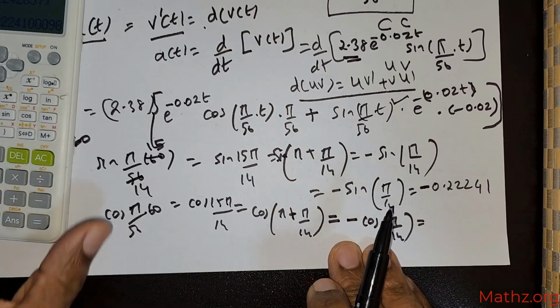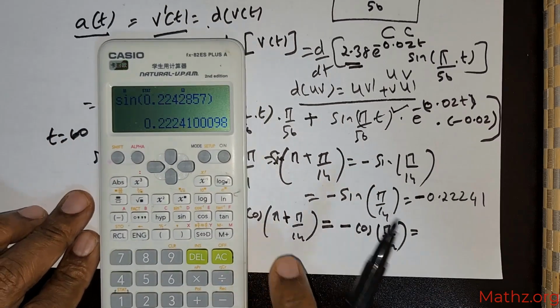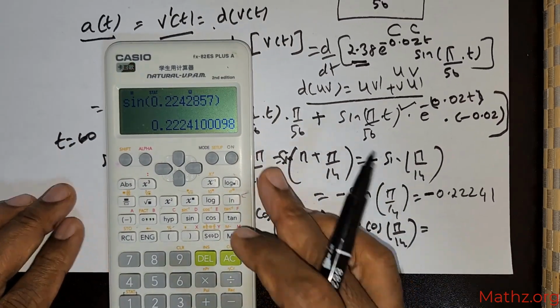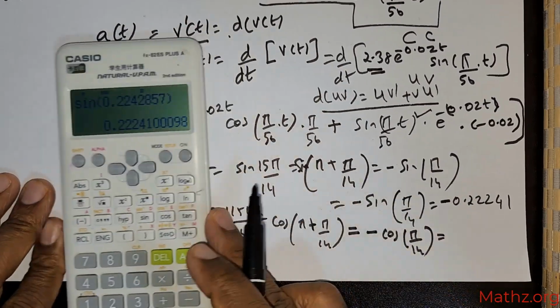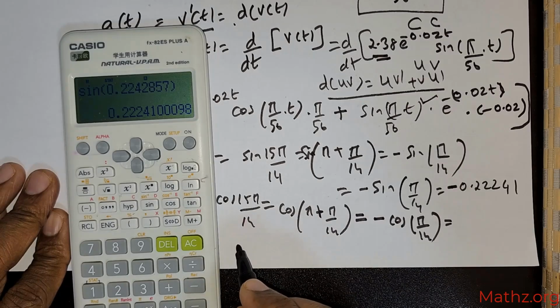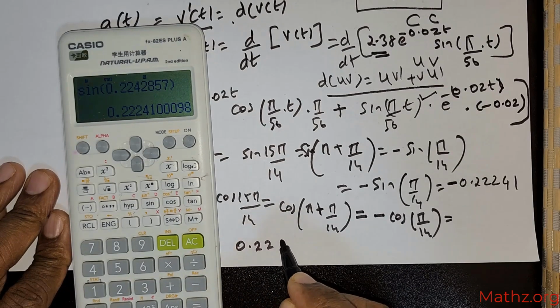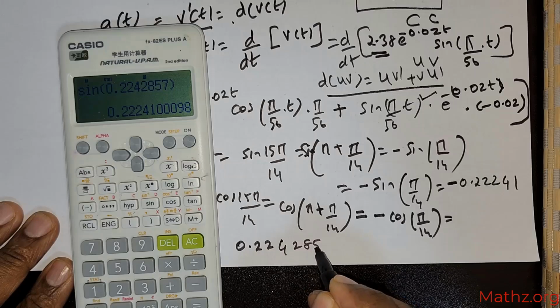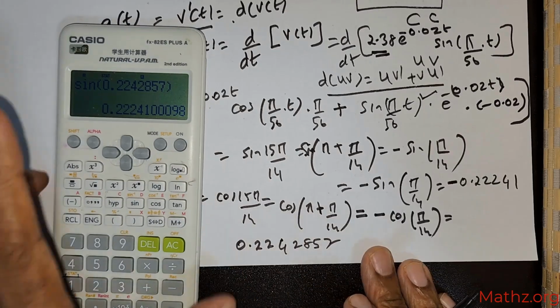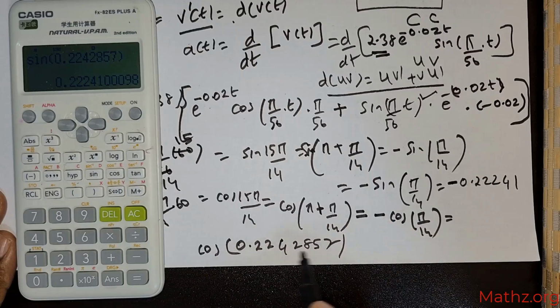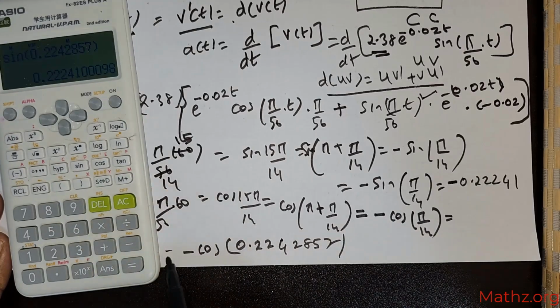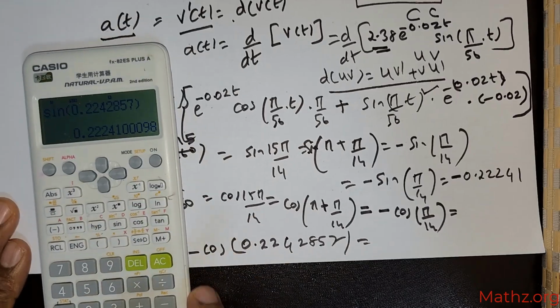Now we need to get the value of this. I'm going to be utilizing the same values, right? We need to key in this same value because pi over 14 is going to give us the same value, 0.2242857. So this is the value I will have to place for cos. This is nothing but this with a negative sign, and we will have to get that value.